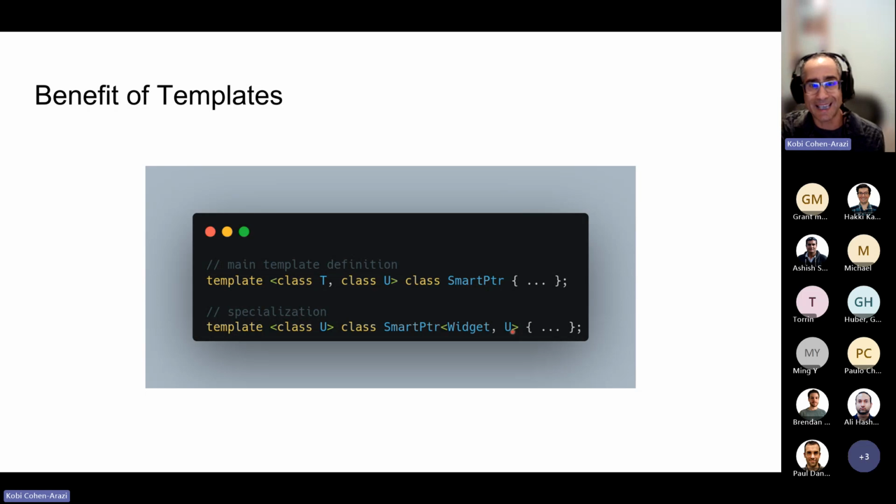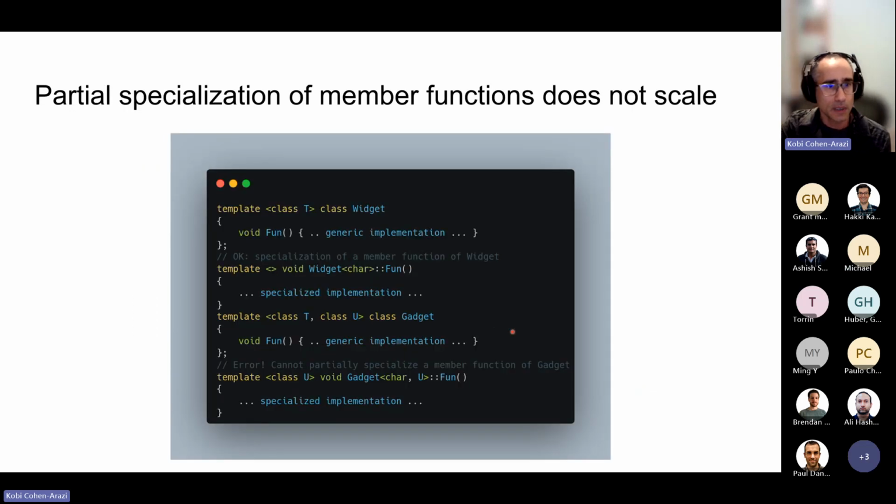You cannot specialize a structure. You cannot specialize the structure like the data members. You can specialize functions. You cannot partially specialize a member function. Or you can, but it's not going to scale well. Let's see an example.